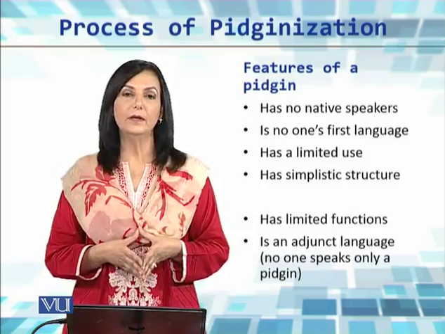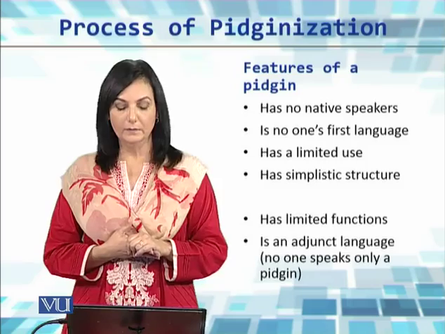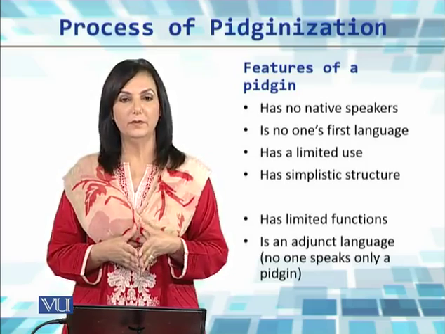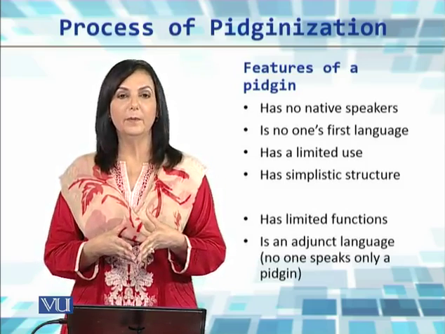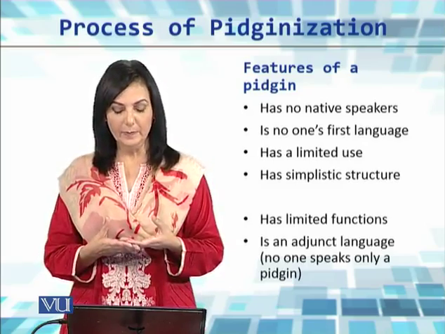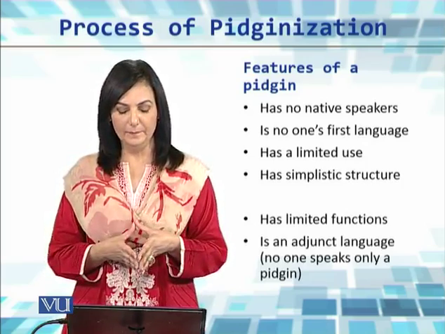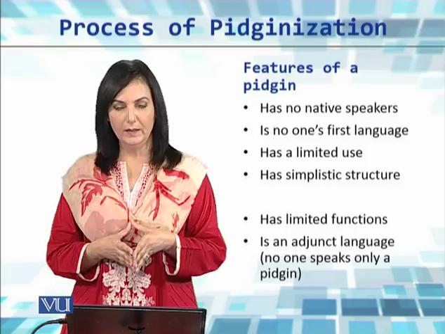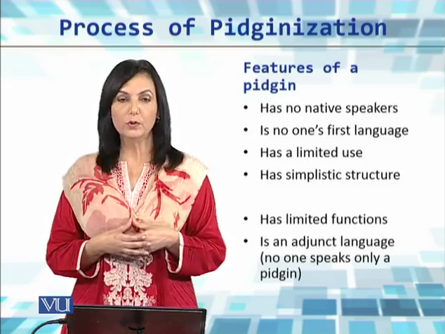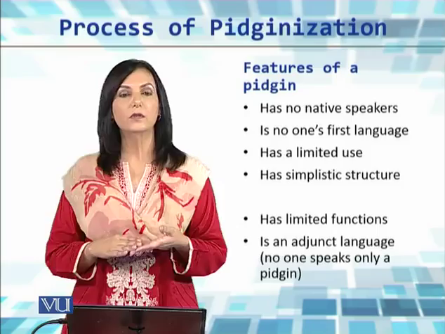So let's take a look at the summary of the features of a pidgin language. A pidgin language has no native speakers, because it is not anybody's first language. People devise it on their own. It has very limited use and simplistic structure, and therefore has very limited functions. It is also an adjunct language. Whoever uses a pidgin also knows another language.